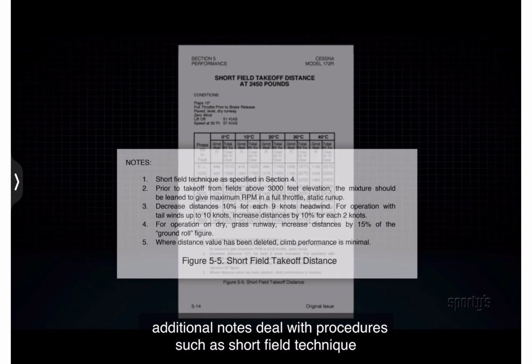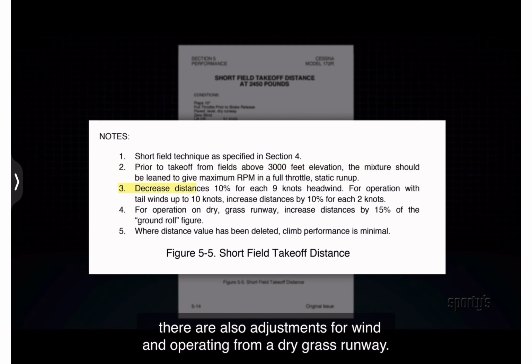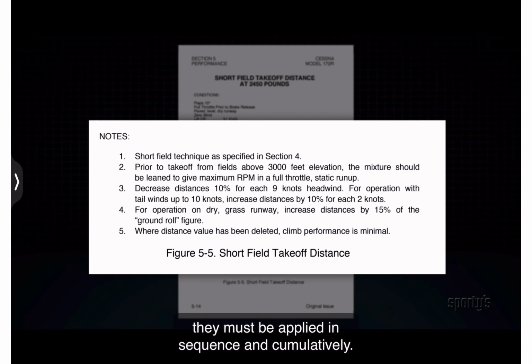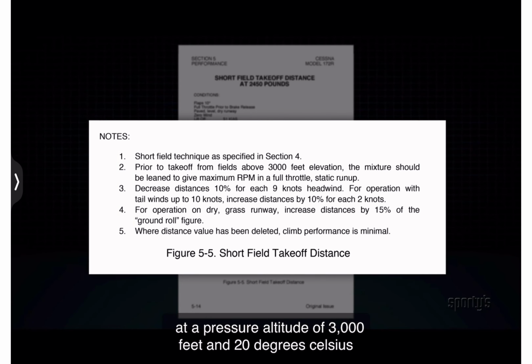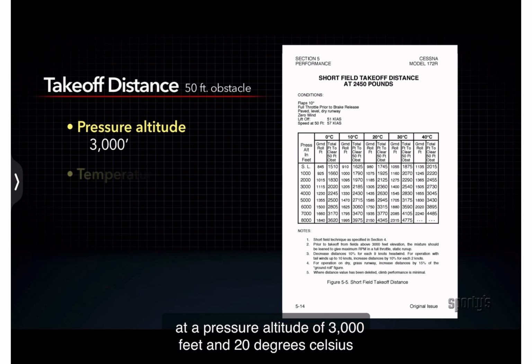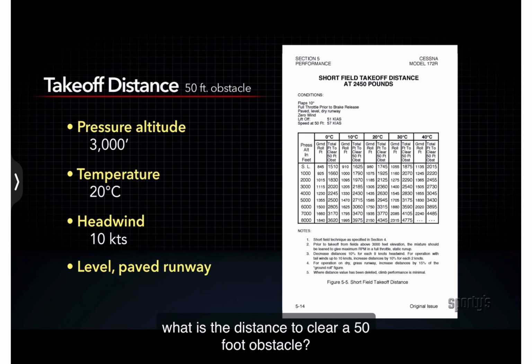Additional notes deal with procedures such as short field technique and leaning the mixture prior to takeoff from fields 3,000 feet or higher. There are also adjustments for wind and operating from a dry grass runway. If these adjustments are necessary, they must be applied in sequence and cumulatively. At a pressure altitude of 3,000 feet and 20 degrees Celsius, with a 10-knot headwind and a level paved runway, what is the distance to clear a 50-foot obstacle?